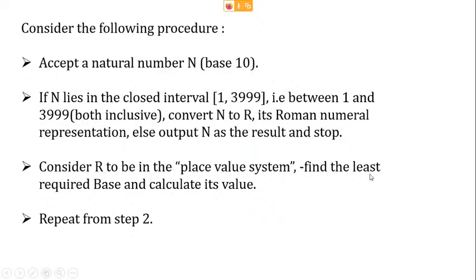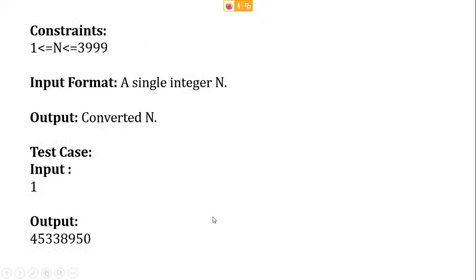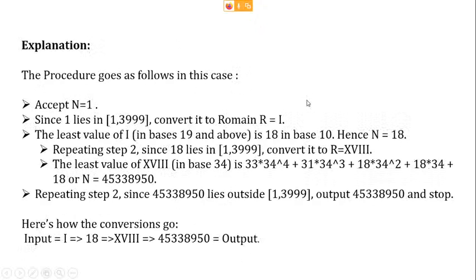Now read this particular statement. Consider R to be in the place value system. Find the least required base and calculate its value. Then repeat from step 2. Again repeat step 2 until it is within a range of 1 to 399. I hope you are clear with the explanation so far. This process is very important, so let me go ahead with the implementation.